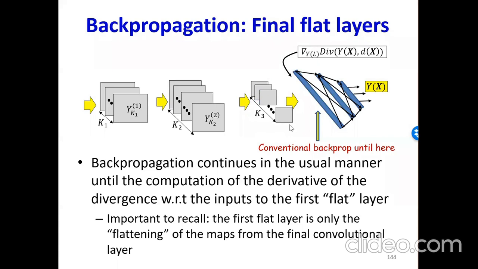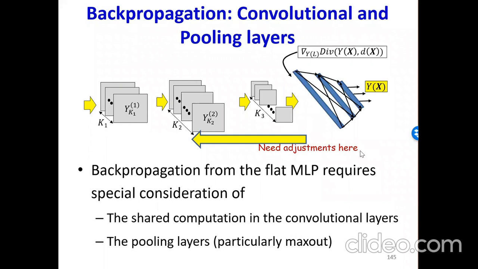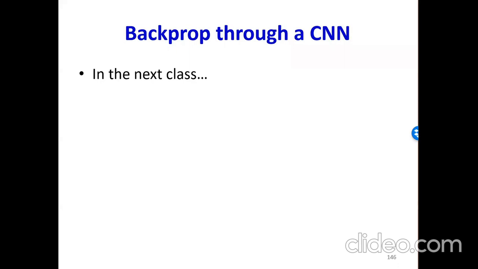The rest of the backpropagation simply backpropagates the derivatives out here back through the network. And this is a bit tricky. This is more complex than just straight up MLPs because of all the parameter sharing. And we will also need some additional logic for downsampling and pooling layers. So how do we do this? We're going to see this in the next class.